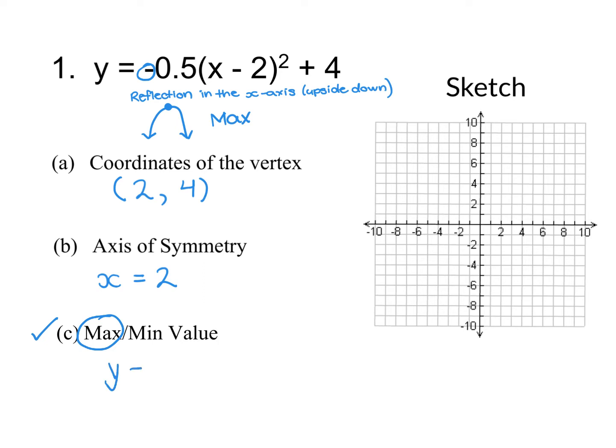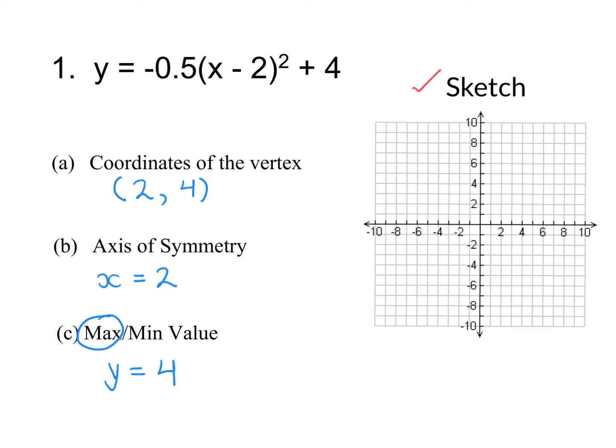Now to find the max value, it's a y value, and you can find it by just looking at your vertex. So the y value of the vertex, which is positive 4, is also your max value. Or you can look at the formula, and this positive 4 by itself is also your max value. So let's write that. Our max value is y is equal to positive 4.